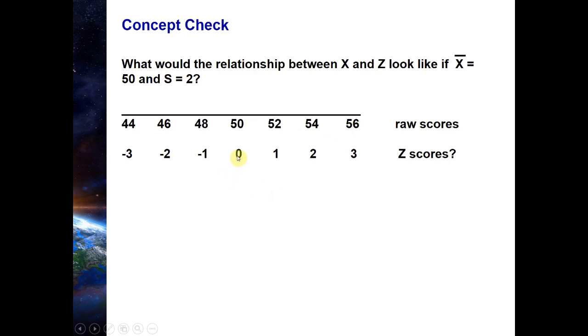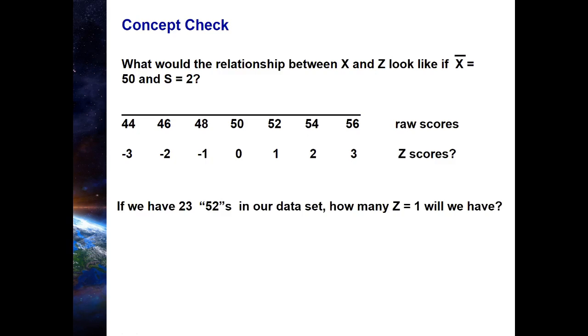Okay, so same thing going backwards. Every time you jump 1 unit on z, you're jumping 2 on the raw score distribution. But now we have to subtract. So it goes 50, 48, 46, 44. You see it's going down by 2 each time.